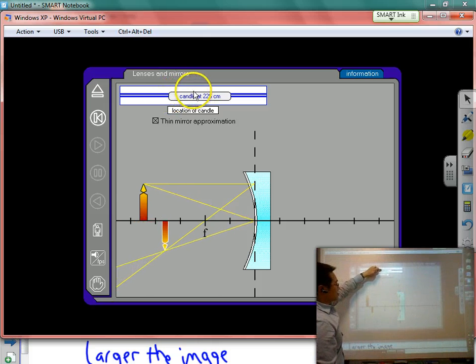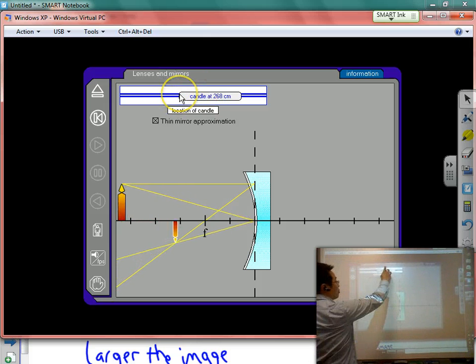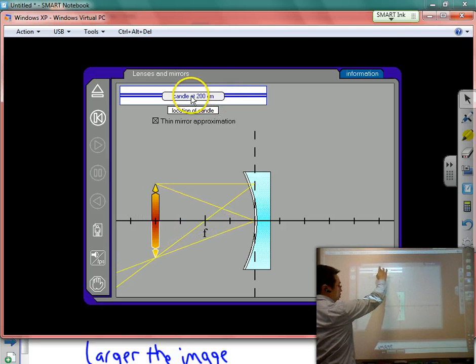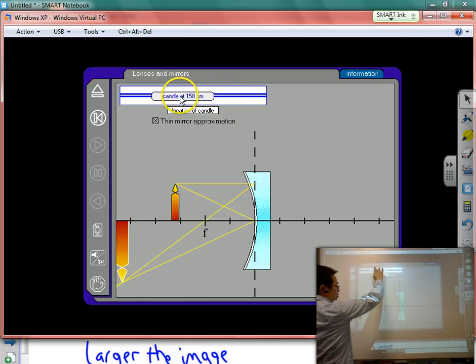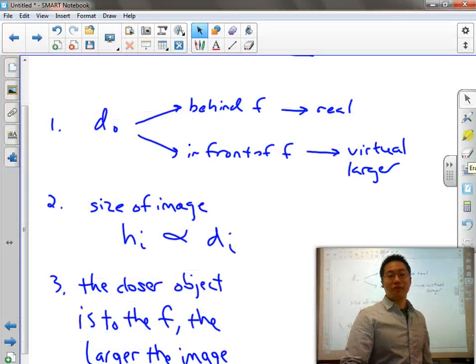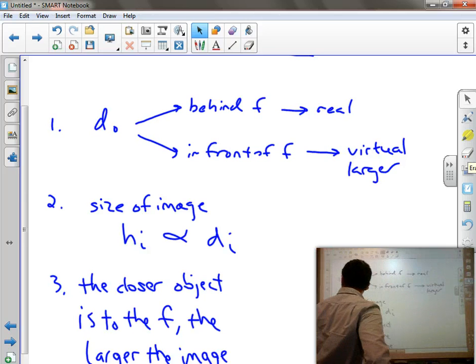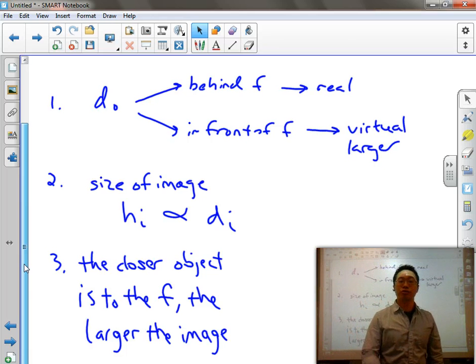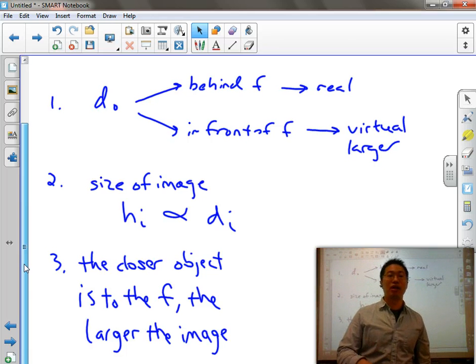In this case, same thing with the real image. With the real image, as the real image, which is upside down, gets further away, it gets larger and larger as well. And you guys may have noticed one other thing. The fact is, the closer the object is to the focal point, the larger the image is.